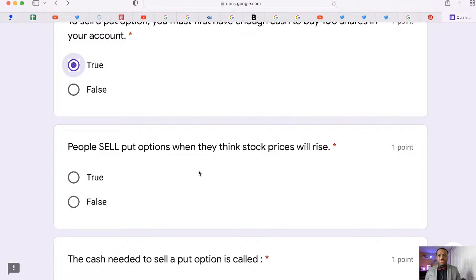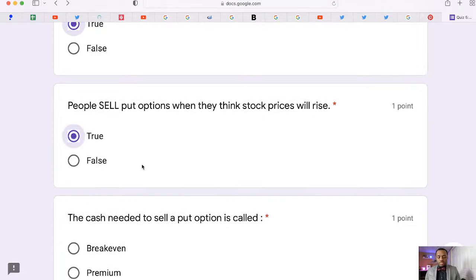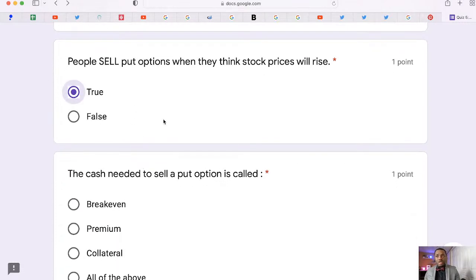Is this true or is this false? So the answer is this is true. People tend to sell put options when they think the stock prices will rise. Now think about the opposite of that. People buy put options when they think the stock prices will fall, so then they can ride the wave down. So on the other end of that, if you were selling a put option, then you expect the opposite to happen. You want the stocks to rise, right?